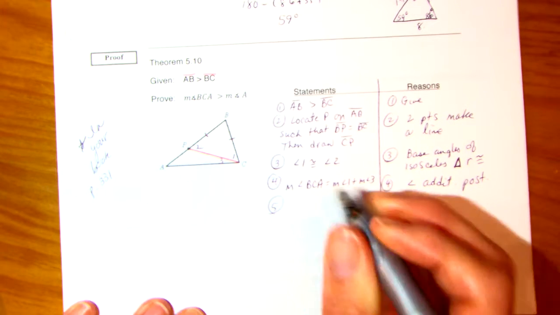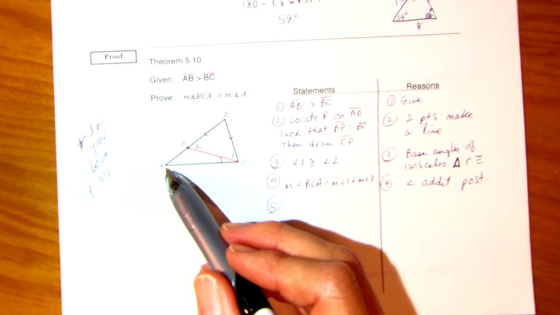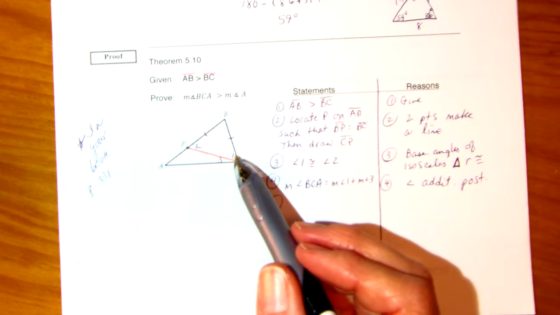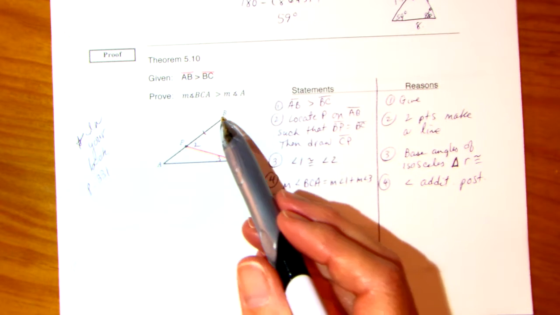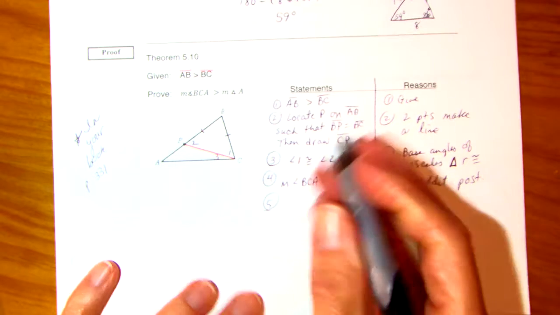Number 5. The measure of angle BCA is greater than the measure of angle 1. Do you agree with that? Because BCA would be these two added, so BCA has to be greater than this one.